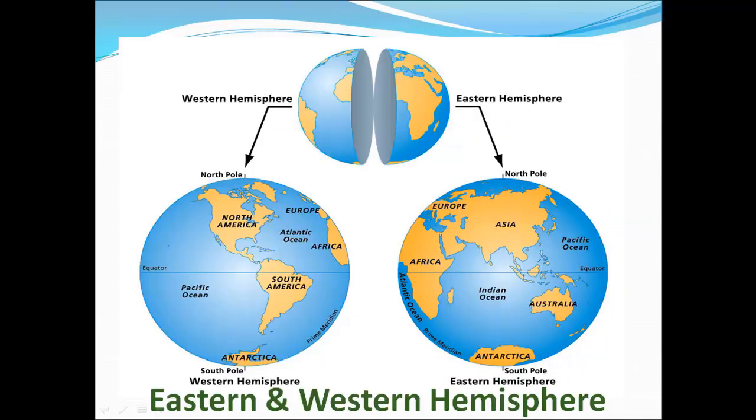This is another view of earth, the eastern and western hemispheres. As you can see in this perspective, the earth or the globe has been cut from the middle, keeping in mind the 0 degree prime meridian. As you can see, the eastern hemisphere and western hemisphere. If we keep the eastern hemisphere like this, we can see the eastern side of the prime meridian. If we keep the other half of the sphere like this, we'll be able to see the western hemisphere.